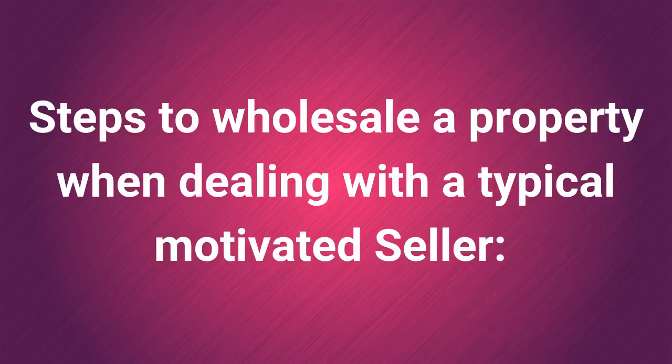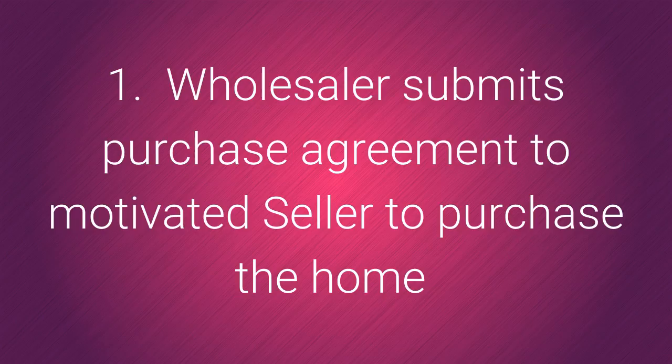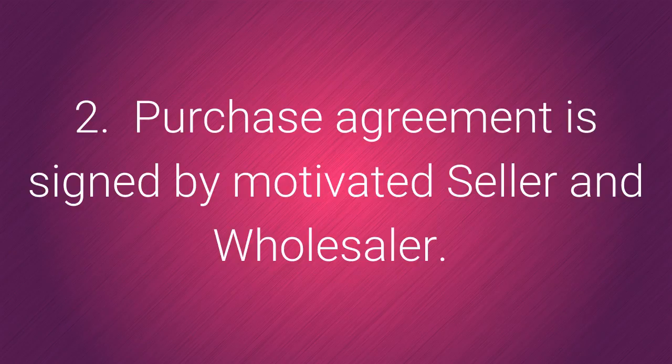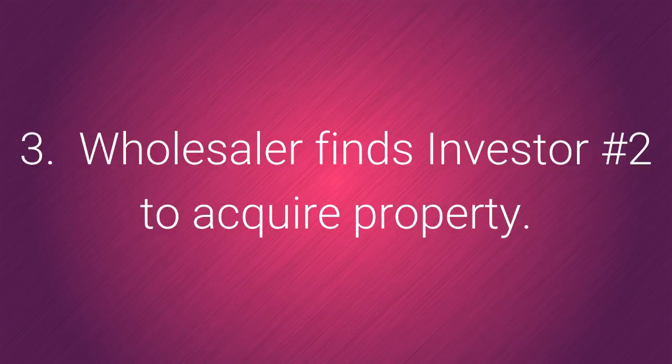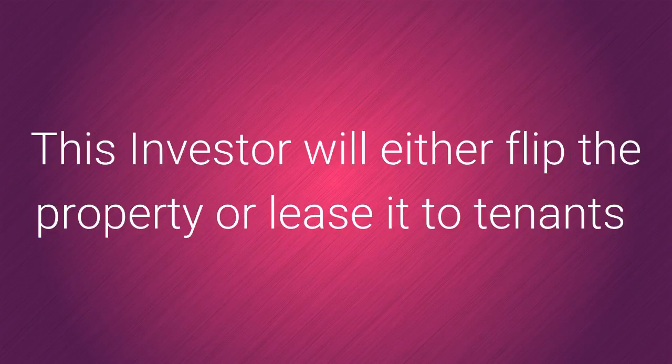Steps to wholesale property when dealing with a typical motivated seller. Number 1. Wholesaler submits purchase agreement to motivated seller to purchase the home. Number 2. Purchase agreement is signed by motivated seller and wholesaler. The wholesaler is named the buyer on the contract. Number 3. Wholesaler finds investor number 2 to acquire property. This investor will either flip the property or lease it to tenants.